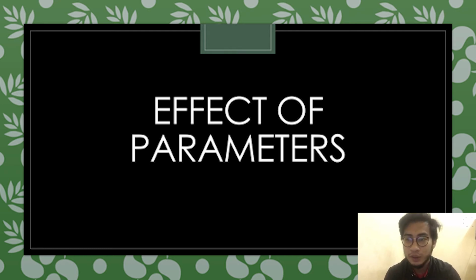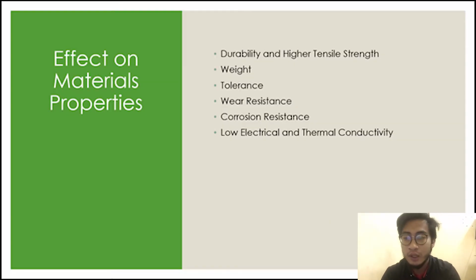I will explain the effect of parameters on the product design. Firstly, about the material properties, we look at the effect of the parameters for the material. Firstly is the durability and higher tensile strength, which means the stem and hinge need to last long term and be strong enough for the time frame that the patient or the user uses the stem and hinge.